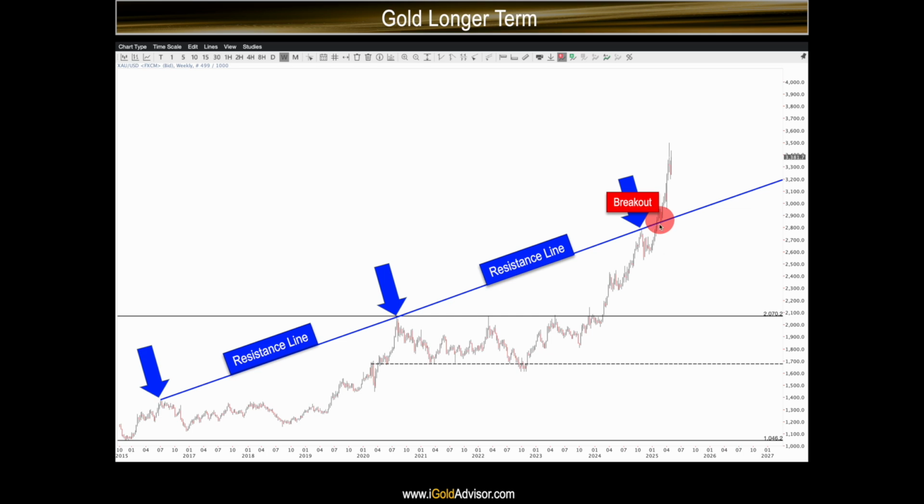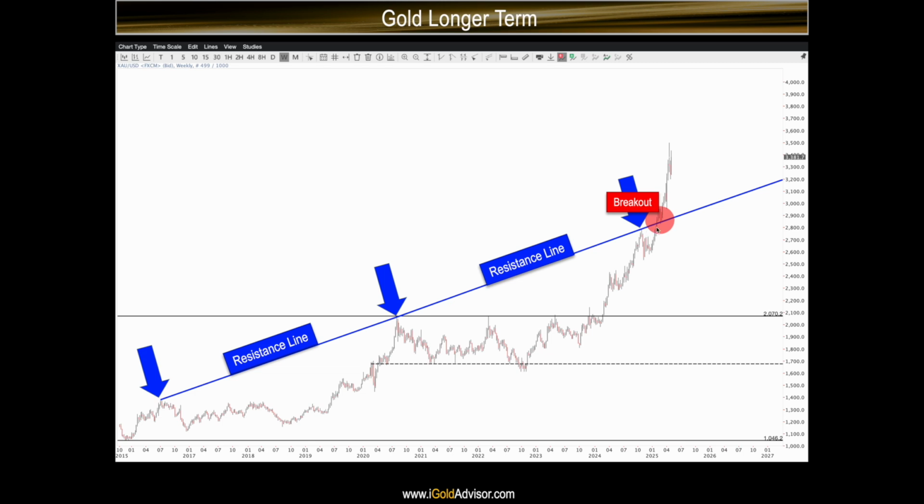So a new paradigm here in the beginning of 2025 has emerged. We had a breakout above the 10-year resistance line. So remember, we can talk about gold being in a short-term downward trend, but we have a 10-year resistance that is broken higher for the gold market.